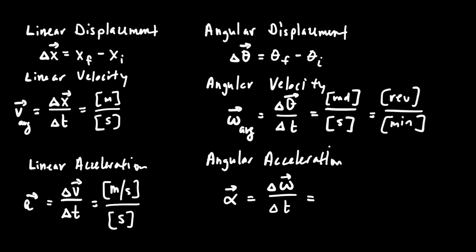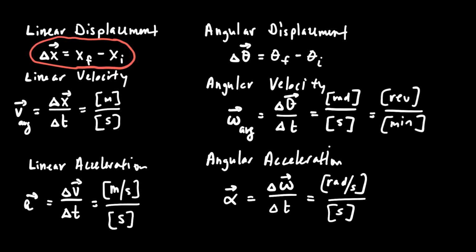And so if omega has units of radians per second, and time has units of seconds, then we'll have radians per second squared as the units for the angular acceleration. And so rather quickly I've defined a lot of new equations, but what I want to point out is that the equations are very similar when you look at the linear and angular quantities. For linear displacement, we have delta x equals final minus initial position. And for angular displacement, we have delta theta is final minus initial angle.